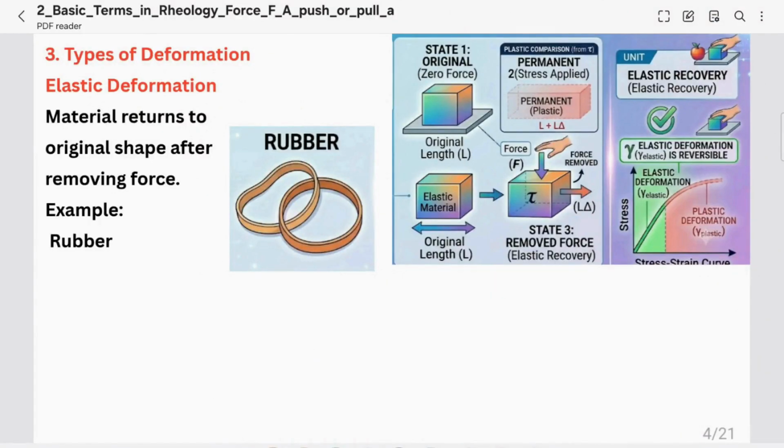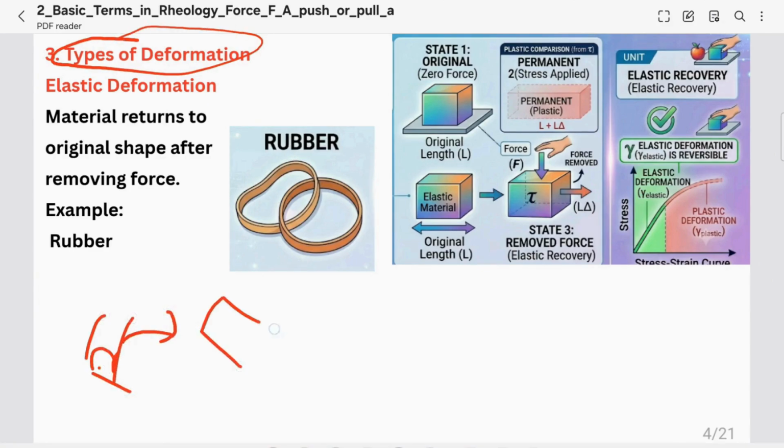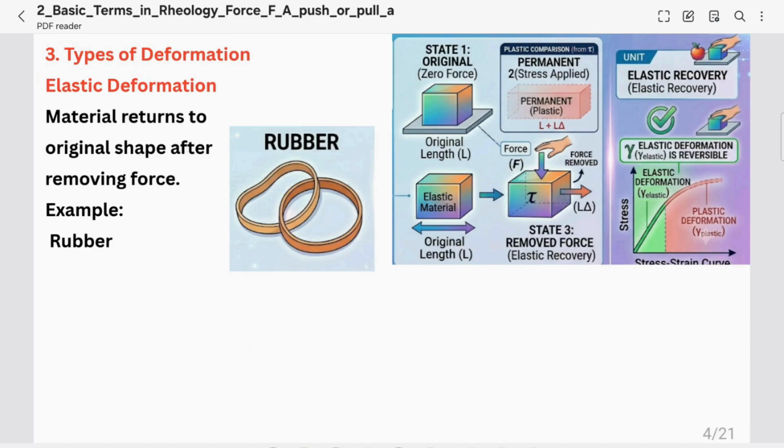There are different types of deformation. Deformation means that when force is applied to any substance, it changes in its size and shape. So how many types of deformation are there? That is, what types of change in shape and size does a solid material undergo? The first one is elastic deformation. Here when the force is applied and then removed, the material returns to its original shape and size.